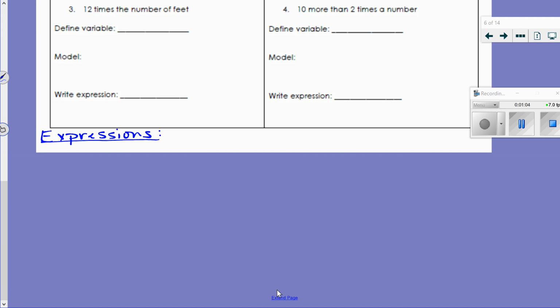But he also brought up something else. How many different numerical values did he have? 2. He had a 2 and an x. He also had a what? What was in between those? An operation. So here's your key on an expression. It's going to be 2 or more numbers or variables and at least one operation.